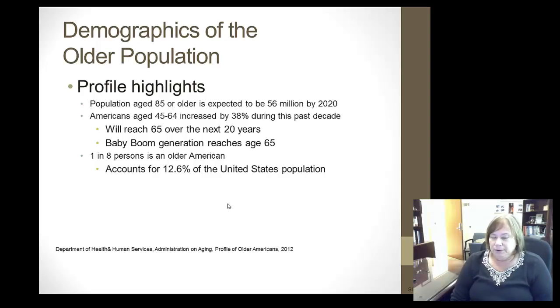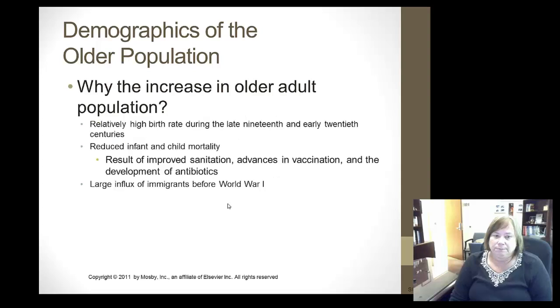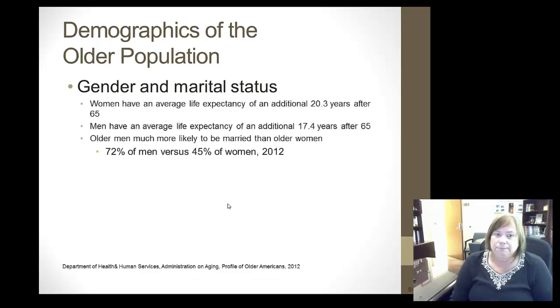You can think of 1 in 8 persons today as an older American. Why is the increase out there? Just think over the last 50 years, there has been much improvement in healthcare, vaccinations, antibiotics, and environmental conditions. Infant and child mortality has also decreased, so the number of people living through older age is much higher. It's really based a lot on common sense.